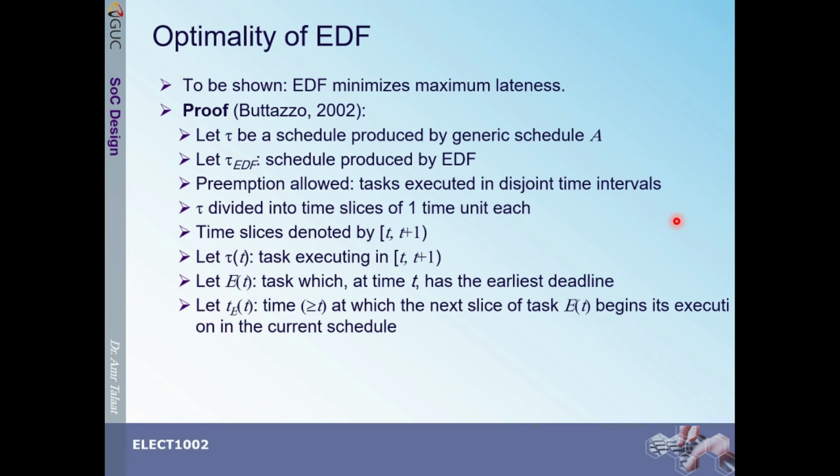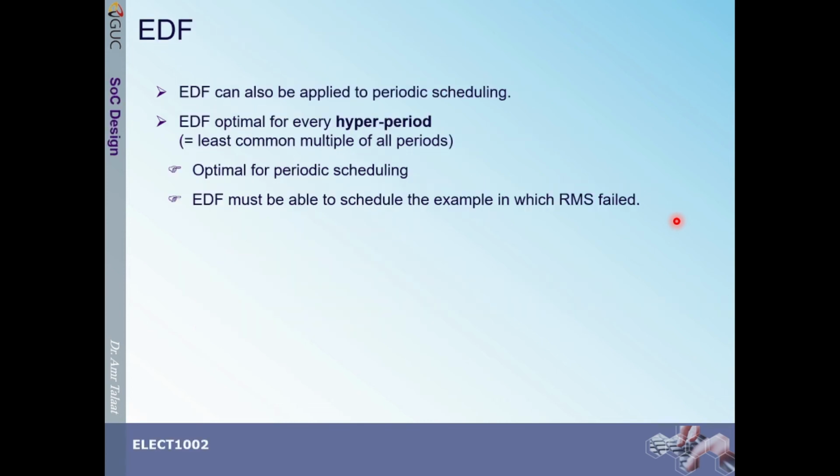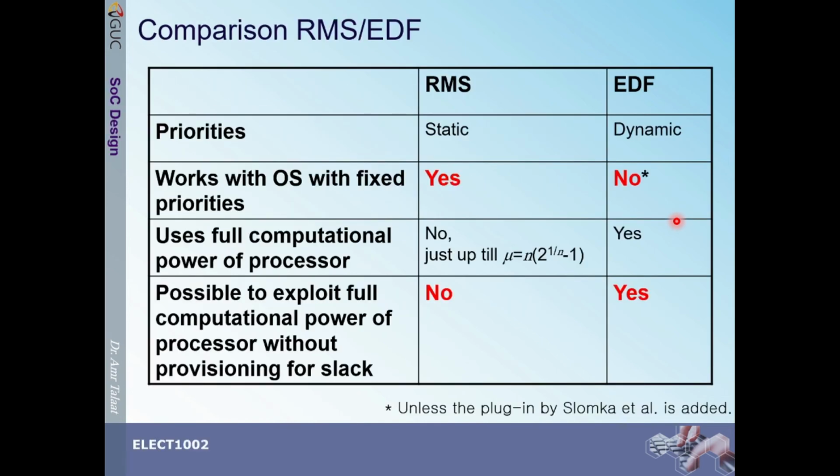We have a proof that EDF minimizes maximum latencies. EDF always respects RMS, or rate monotonic systems. And the difference between both is that EDF is a dynamic way of scheduling while RMS is a static way of scheduling.